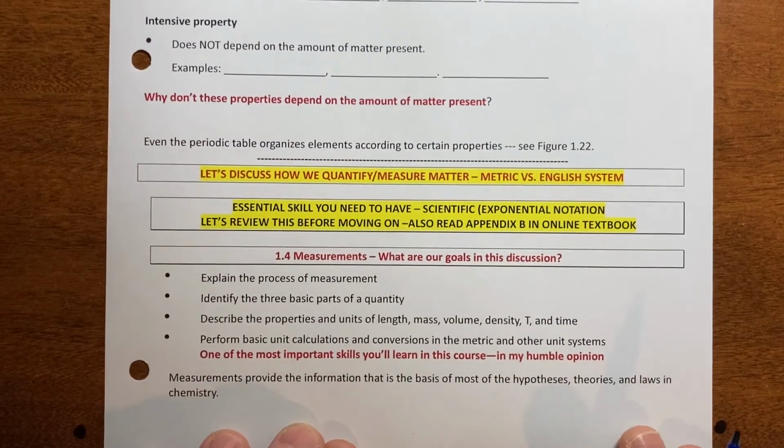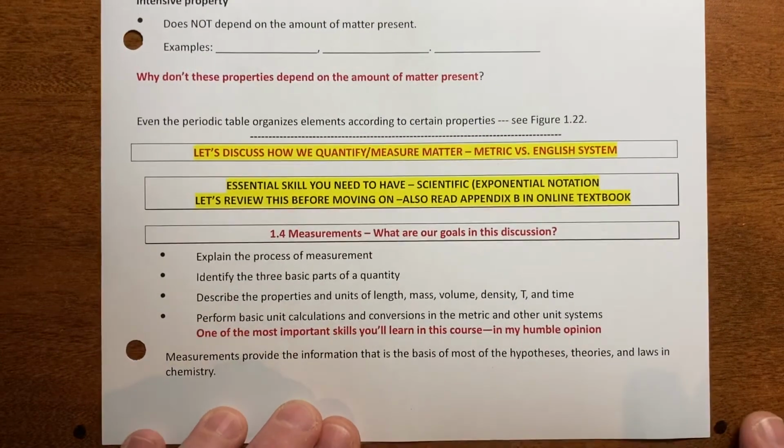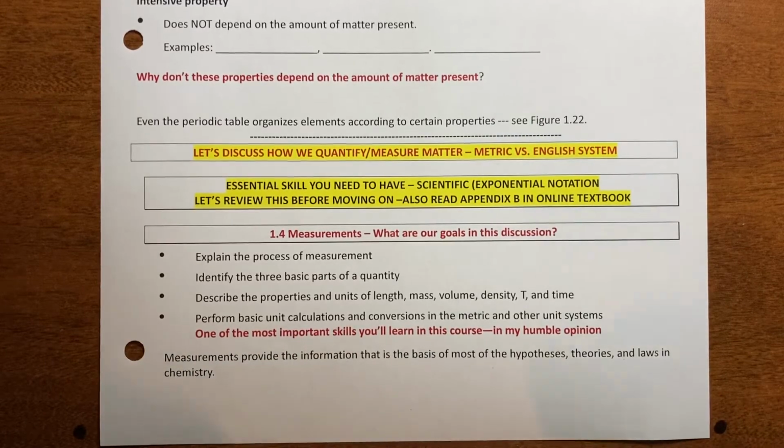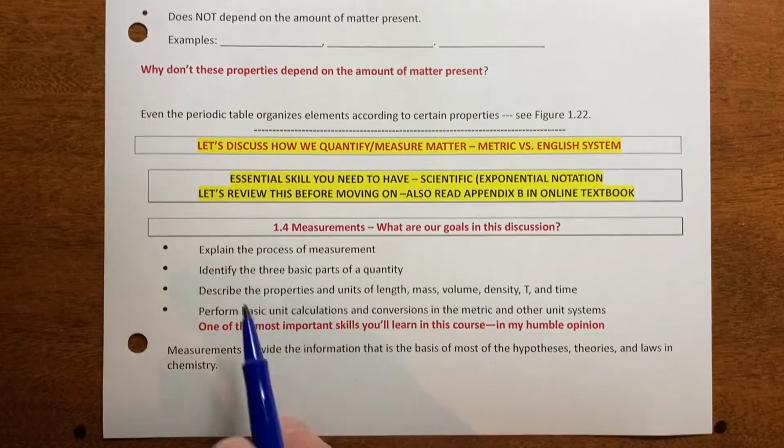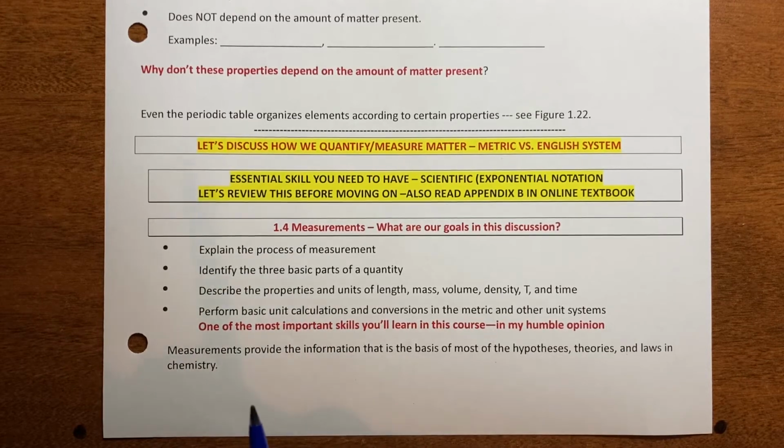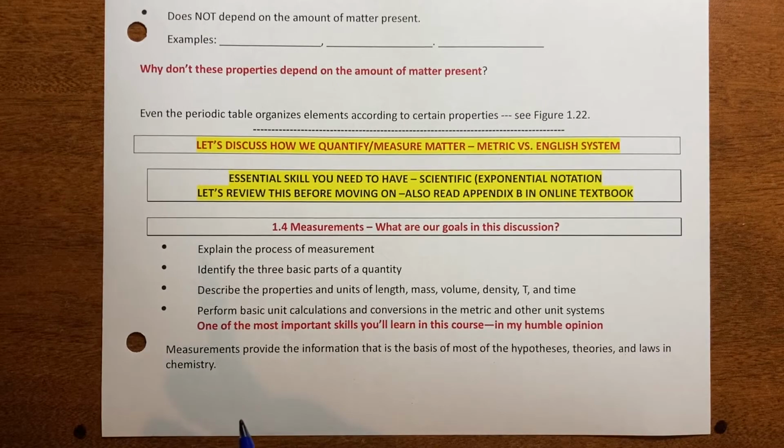So let's go back to our sheet here and just review what I hope to accomplish with you in the next few videos that I'm going to probably splice into one long video. We're going to explain the process of measurement, identify the three basic parts of a quantity, describe the properties and units of length, mass, volume, density, time, and temperature, and practice some calculations with what's called unit conversions. That's a really useful skill that you're going to use throughout the entire course. So measurements provide the information that we need. That's the basis of most of the hypotheses, theories, and laws in chemistry.